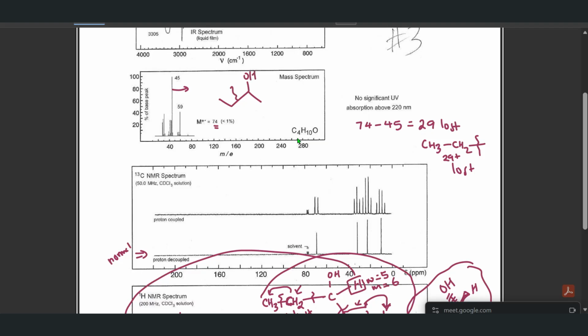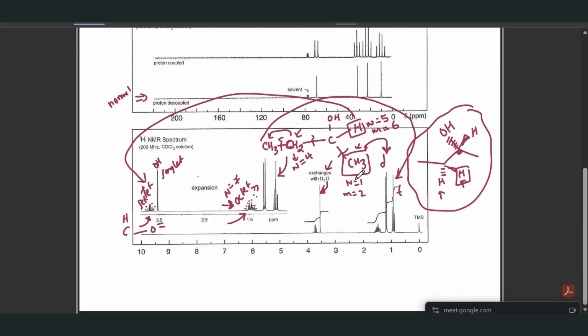You can do an alpha cleavage of this to lose it, like that. That makes sense. Your 45 is gonna be the CH3 to CH to OH plus dot. 15, 13, 18, 17. See? That makes sense. So we did not have to use the UV because we've not memorized those numbers anyway.